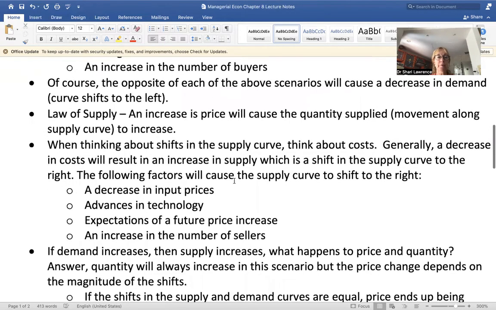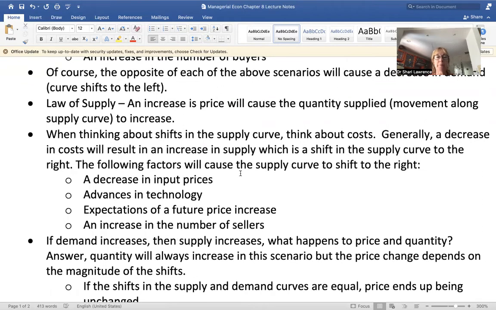Well, this is a little more confusing in my opinion, but think about it this way. Anything that decreases producer costs is going to result in an increase in the supply, okay, which is a shift to the right. So what we're going to talk about here is what causes an increase in supply, which is when that supply curve shifts to the right, meaning more suppliers are coming in and supplying more stuff.